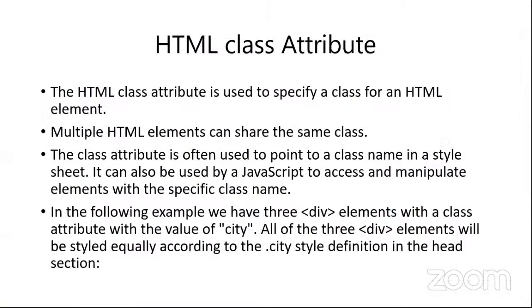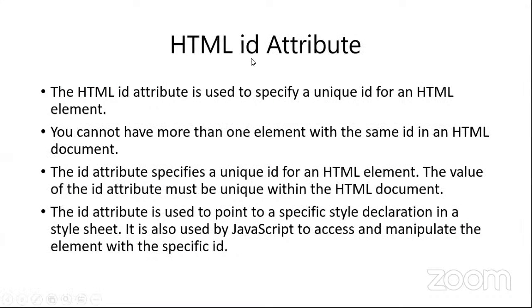All right. So let's move on to the HTML ID attribute. What is the use of HTML ID? The HTML ID attribute is used to specify a unique ID for an HTML element. You cannot have more than one element with the same ID in an HTML document. The value of the ID attribute must be unique within the HTML document. The ID attribute is used to point to a specific style declaration in a style sheet. It is used by JavaScript to access and manipulate the element with the specific ID.